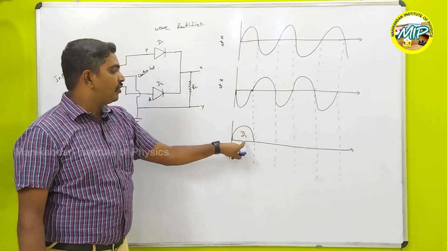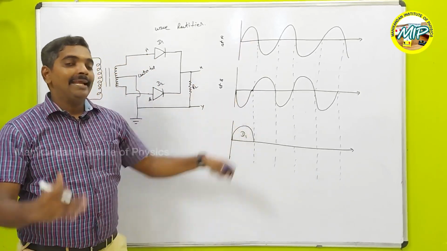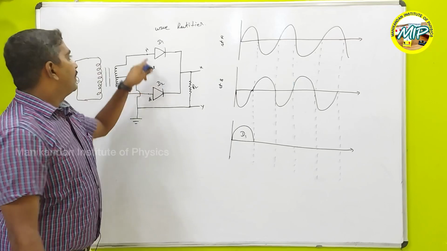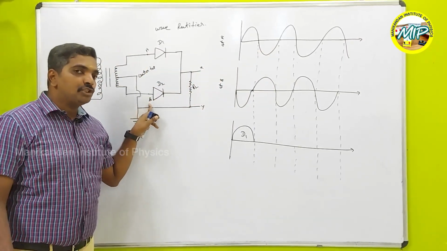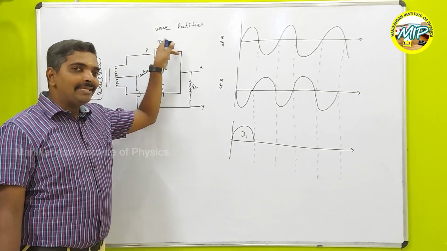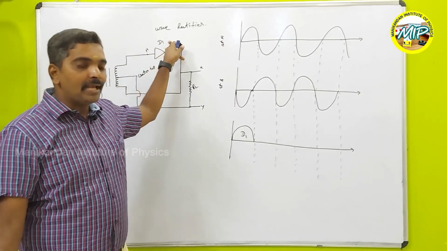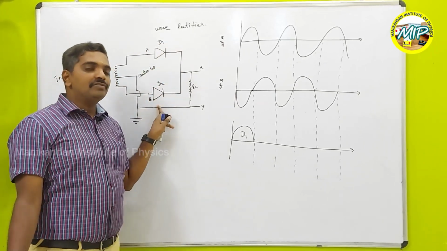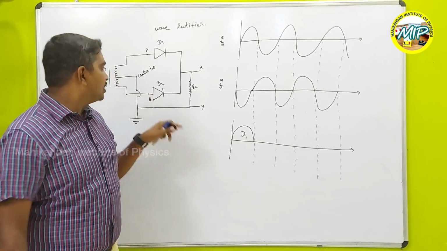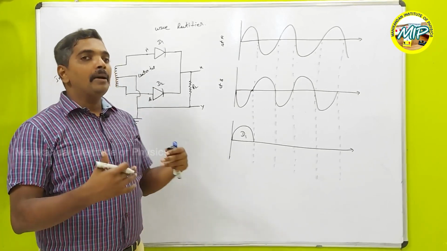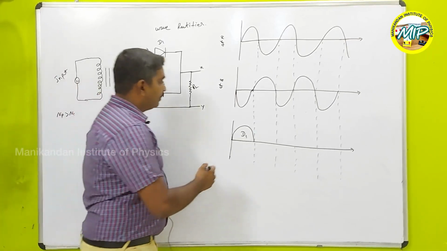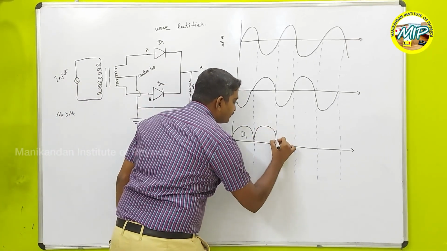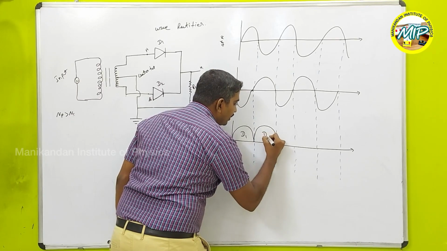From here I am getting my output. This will not conduct. The next half cycle, this is going to be negative and my point B is going to be positive. With respect to the center tap, A is a negative half cycle, which is under reverse bias. My B is a positive half cycle, which is going to be under forward bias. So I am getting my output from diode D2, or at point B. So this is going to be diode D2.